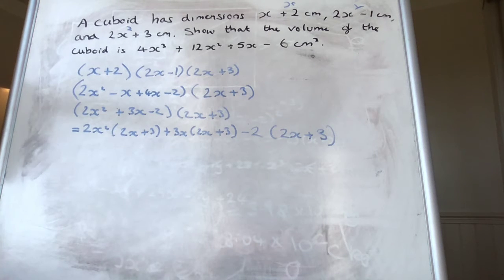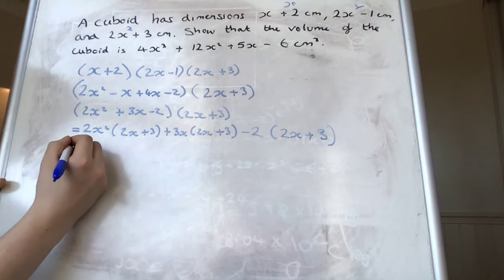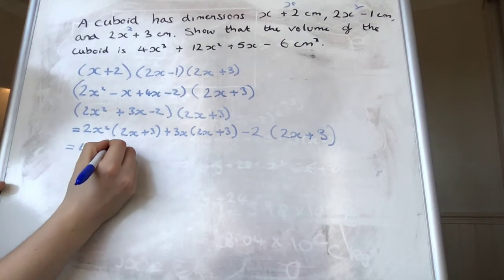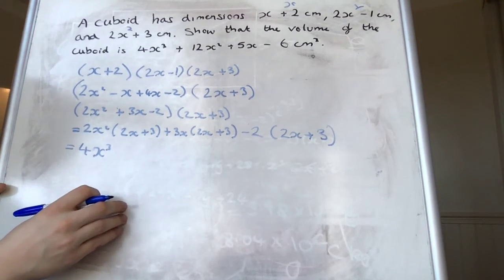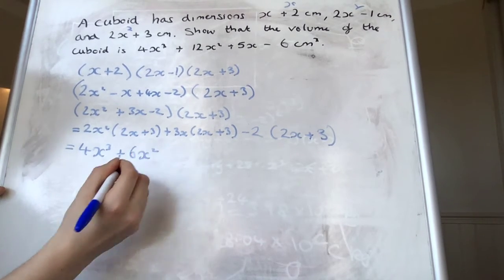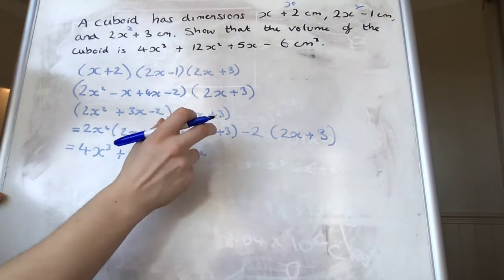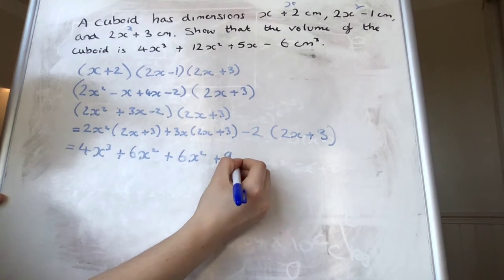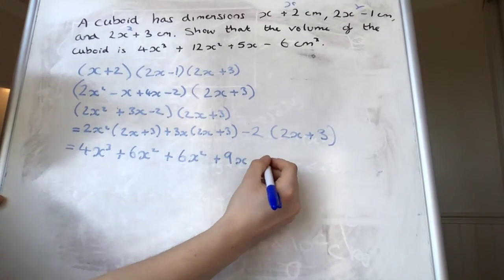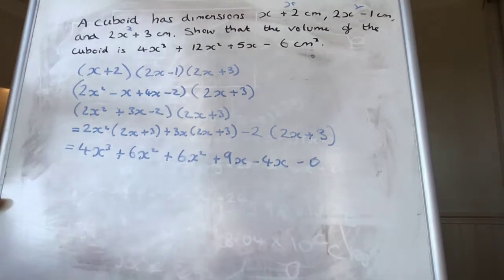Now this can seem like a long, tiresome process, but the more methodical you are about how you approach the questions, the less likely you are to trip up and make a silly mistake. So let's now expand this into its full simplified format. So we've got 4x cubed, plus 3 times 2x squared is 6x squared, plus 3 times 2 is 6, times x is 6x squared, 3x plus 3 is 9x, minus 2 times 2x is minus 4x, minus 2 times 3 is minus 6.